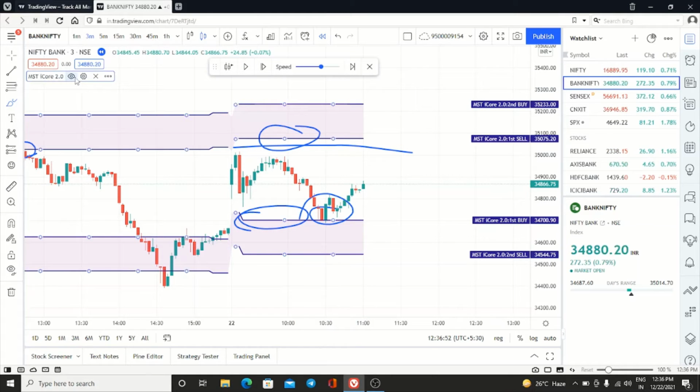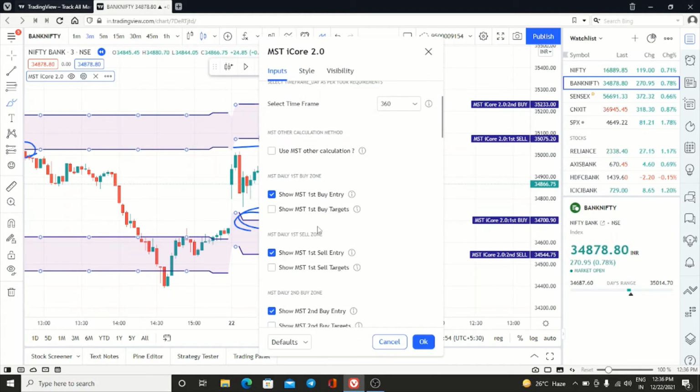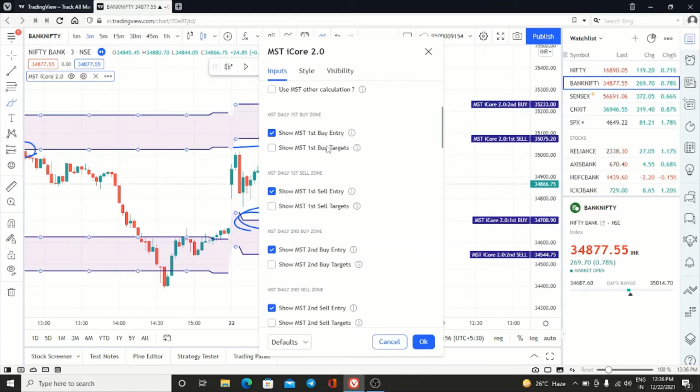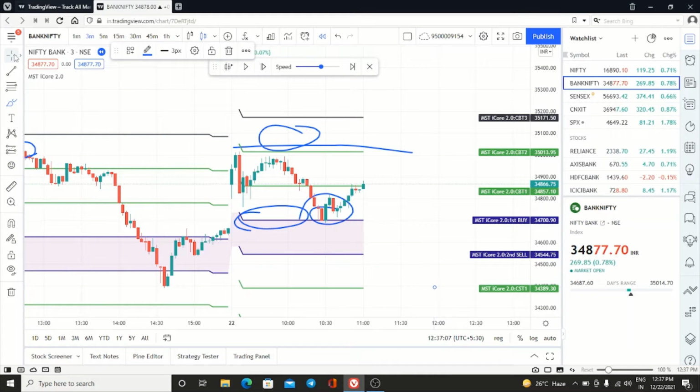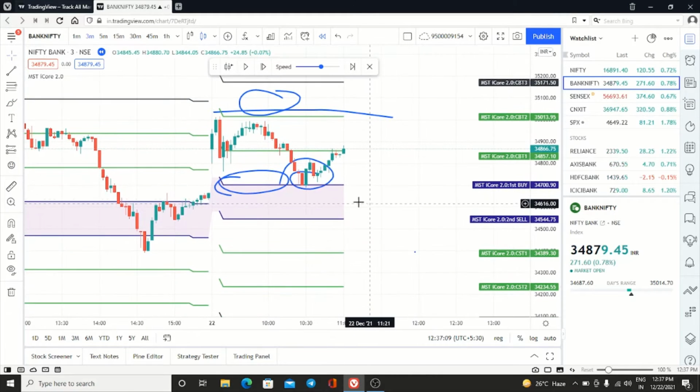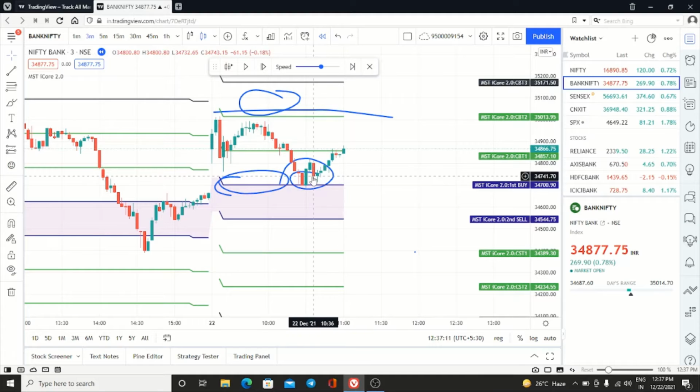So go here and enable the first buy targets, and remove first sell and second buy, and you can keep the second sell and second sell entry. Why am I keeping the second sell and second entry? Because we don't know about the market. If the market is not giving the first target, then we have to go for the second sell if SL hits. Okay, so that is why.